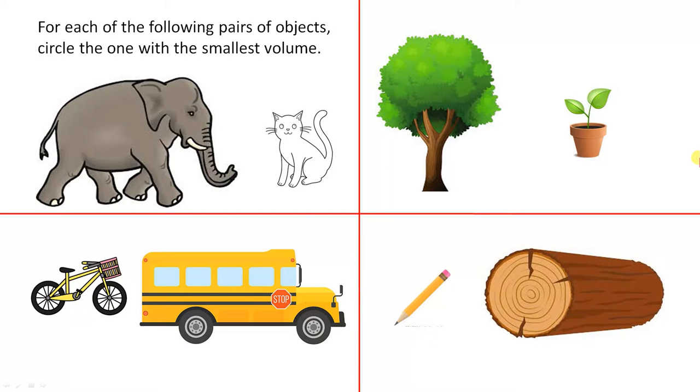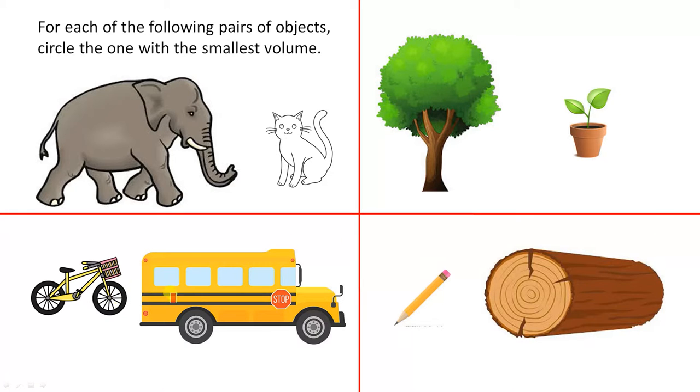For each of the following pairs of objects, circle the one with the smallest volume. So you have the elephant and the cat, and you would talk to the students about this particular question and help them to decide which one has the smallest volume, or the smaller volume.